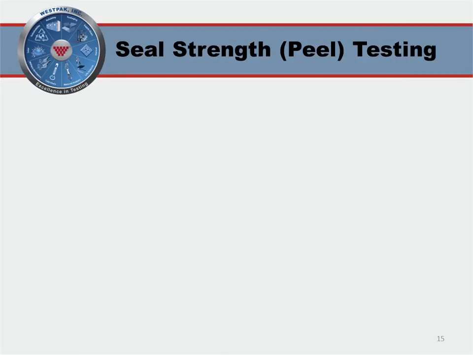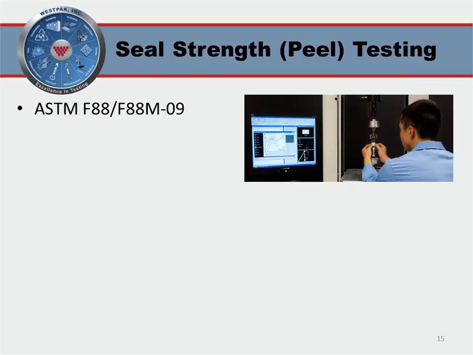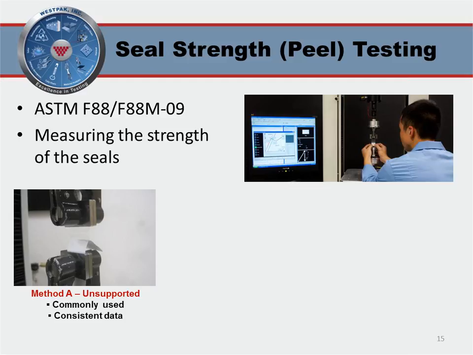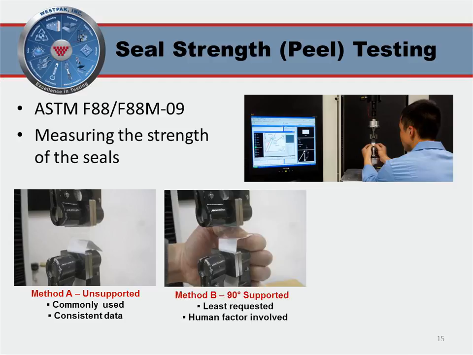The next test method is the seal strength test. This test is conducted per ASTM F88 and is used to measure the seal strength of package seals. There are three methods described in the F88 test specification. Method A, unsupported. This is the most commonly requested method and generally results in consistent data.